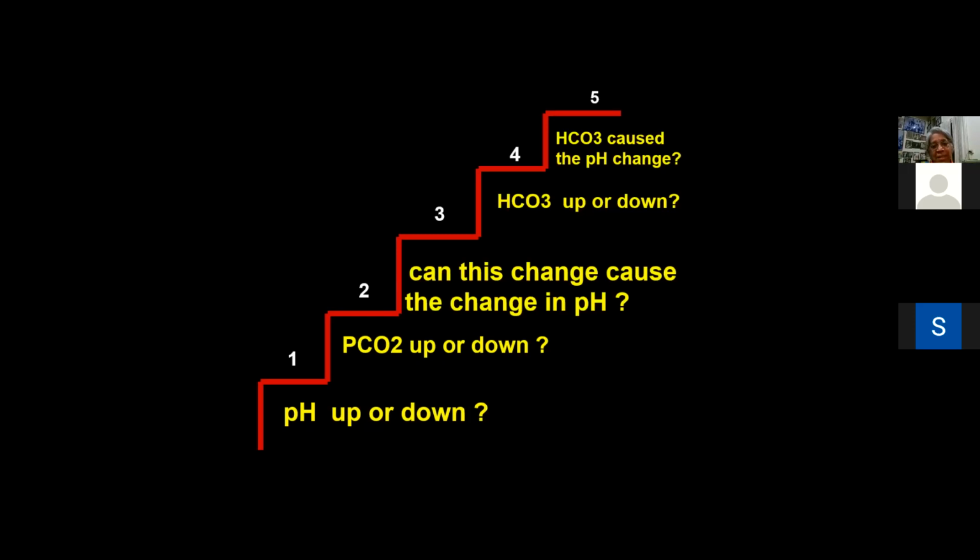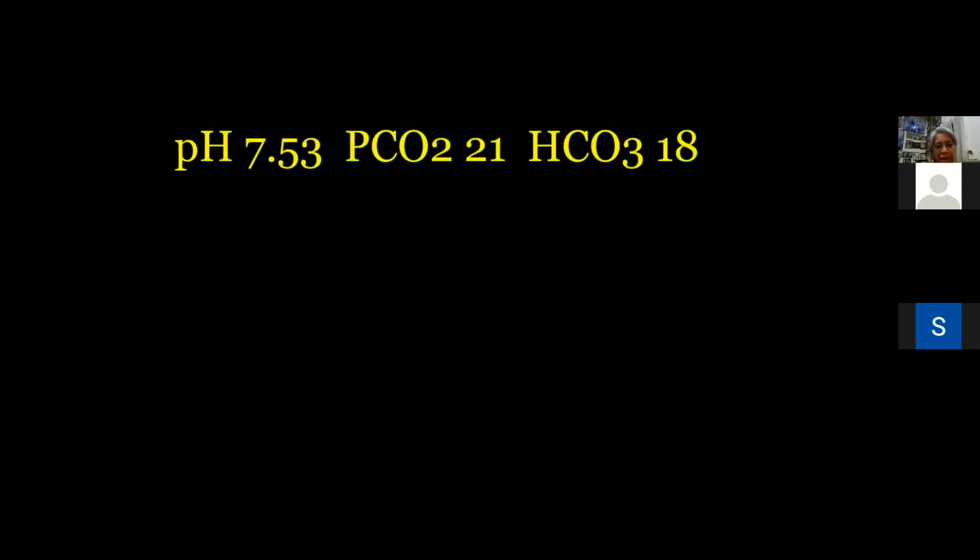Now, normally in simple acid-base disorders, only one can explain the pH change. It will be either the PCO2 or the bicarbonate. And so that would be the primary change, and the other would be the compensatory response by the body. So for instance, if we have this pH at 7.53, PCO2 21, bicarbonate 18. Now we know that the pH is high. You normally take 7.35 to 7.45 as your normal range. So this is alkalemia. And this high pH can be explained by a low PCO2.